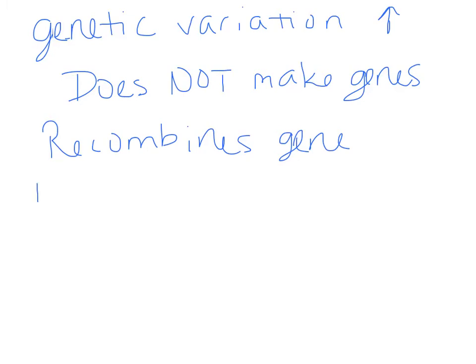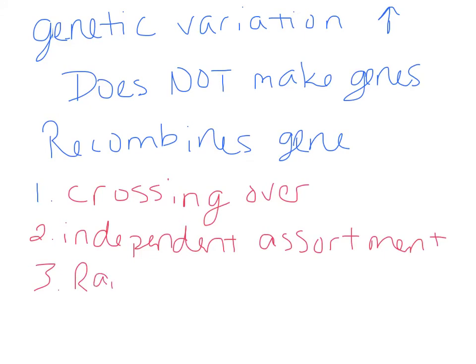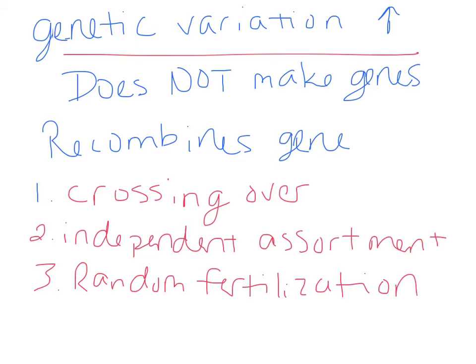And there's 3 ways it can do that. Through what is called crossing over, and we'll look at that one a little bit more in depth in just a minute. Independent assortment of the chromosomes, as well as random fertilization. We'll look at all three of these to get a better understanding of this. But again, one of the main things we need to grasp here is that the point of meiosis is to increase genetic variation by making new combinations of genes, not brand new genes.